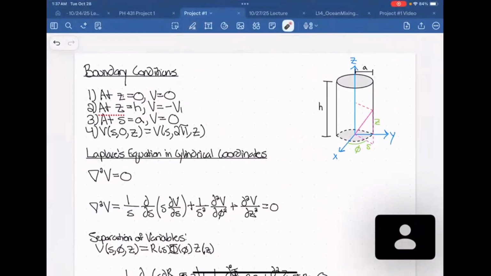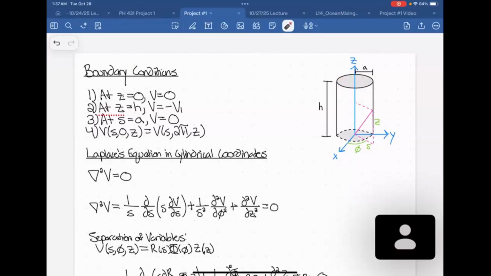So to do that, we need to talk about the problem that we're trying to solve and how cylindrical coordinates work in general. The problem we're trying to solve is we have a cylinder over here with a height of h, a radius of a, and the bottom and the outside curved edge are all grounded, so it has a potential of 0. The top has a potential of negative V1.